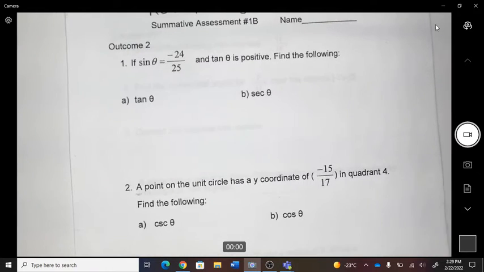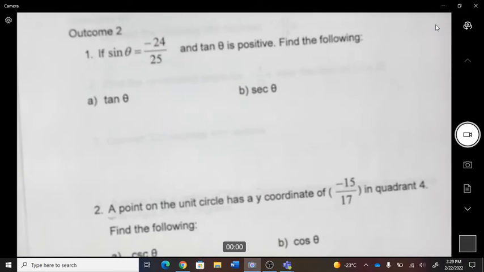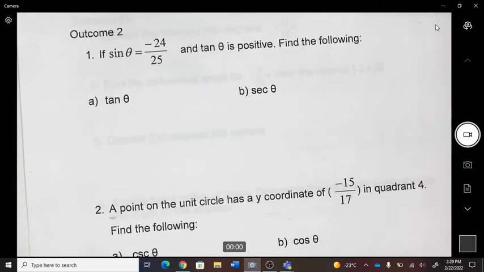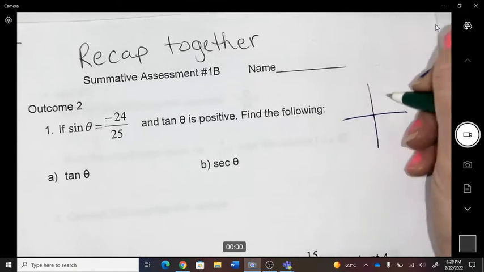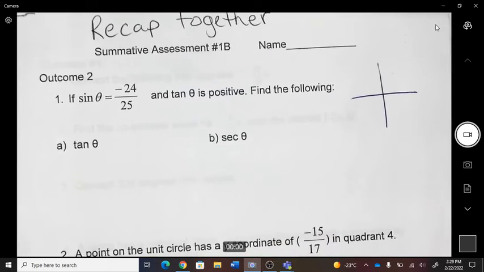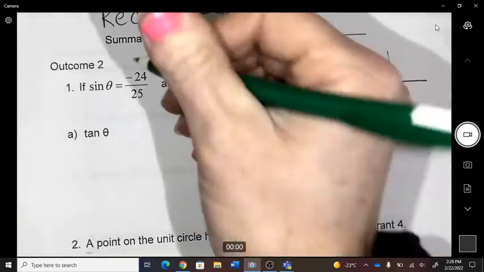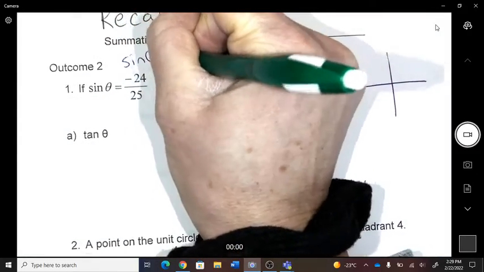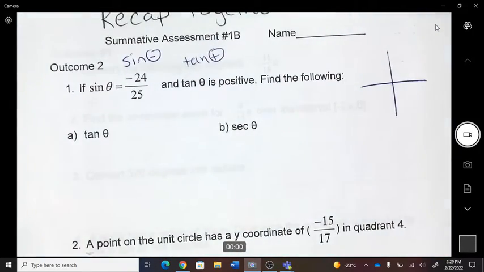Okay, so first question talks to us about x, y, r coordinates. So the first thing I'm going to do is figure out which quadrant I'm in. Okay, so what do I know? I know sine is negative and tan is positive. So that's the quadrant I'm trying to figure out.